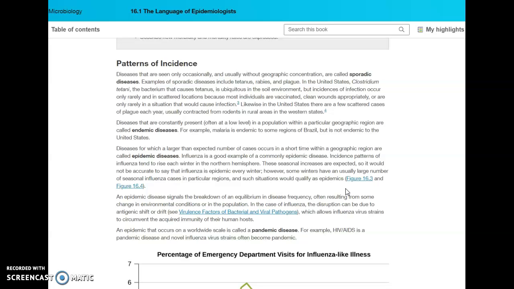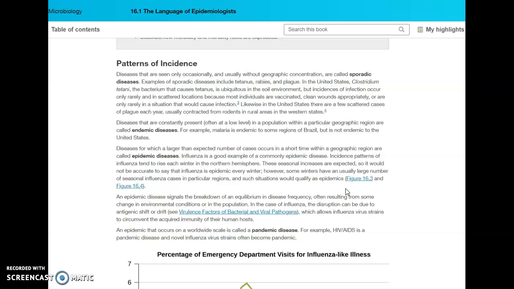Endemic are diseases that are constantly present in a specific geographic area. So for instance, plague is endemic to the southwest United States, the Four Corners area. We know that we're going to have cases of plague every year, and the majority of those cases come from that specific geographic region.